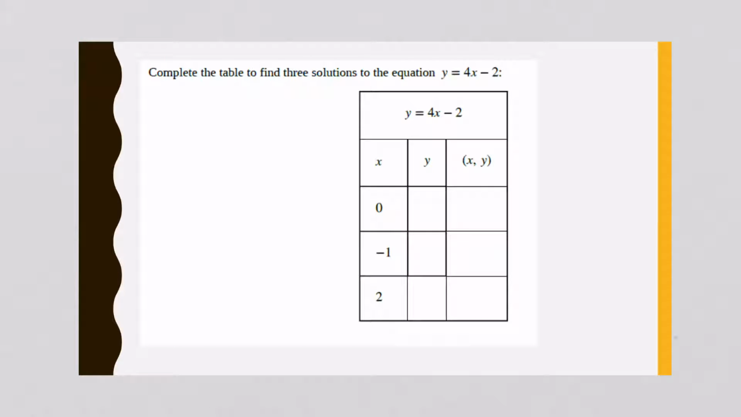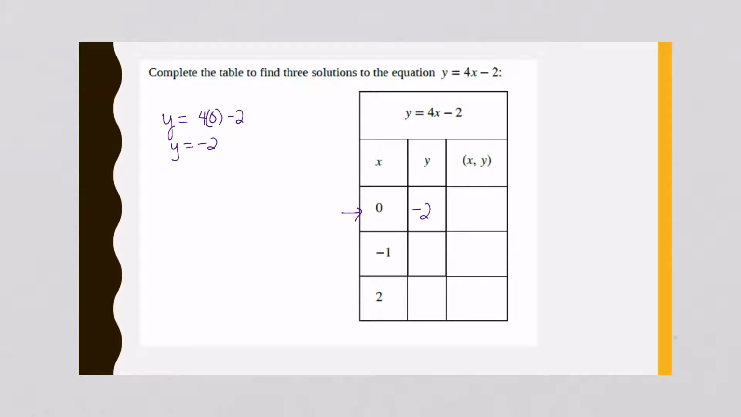Okay, so in this one we are going to complete this table. They're giving us the x values that they want us to put in, and we're going to see what we get out for y. So on this first one, I'm going to put 0 in for x. So I've got y is equal to 4 times 0 minus 2. So y is equal to 4 times 0, 0. 0 minus 2 is negative 2. So I would put negative 2 right here.